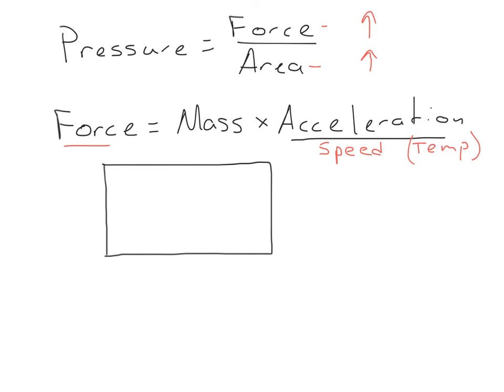Now, I drew a little box here, and a gas particle is going to move around in straight lines until it bounces into something. And so when it bounces into something, it's going to bounce off of that and then keep on traveling in straight lines until it bounces off of something. Again, what's it going to bounce off of? It'll bounce off the container walls or bounce off of another particle.